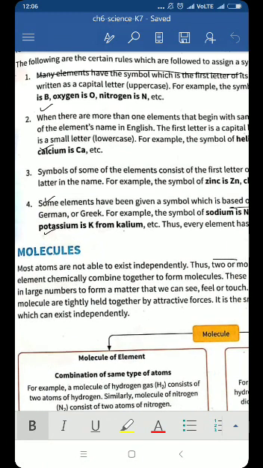Our next topic is molecules, which we will be continuing in session 2.